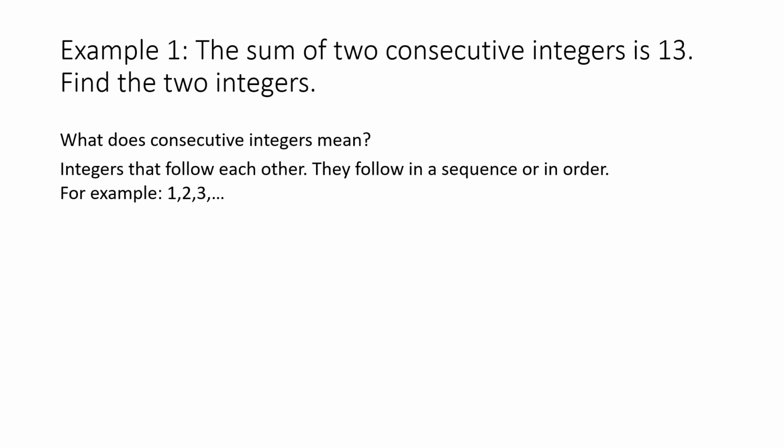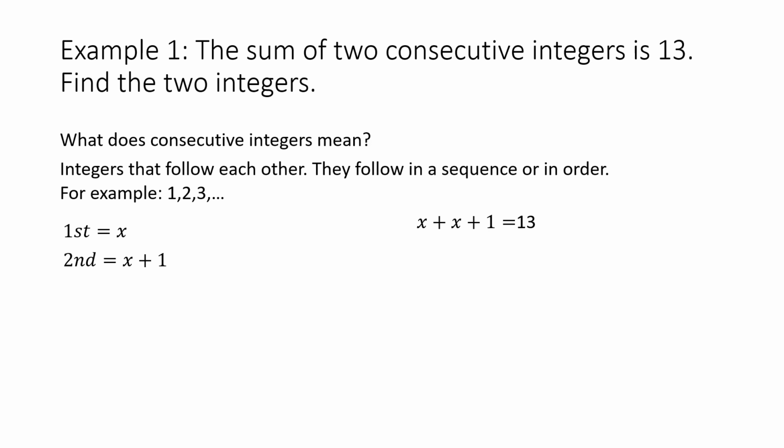So to go about solving this, I'm first going to let my first number equal x, and then my second number would have to be x plus 1, because that would be the next number in the sequence. Then it says the sum, which means addition, so I'm going to add my first and my second number and it's going to equal 13. So that gives me an equation that looks like this.